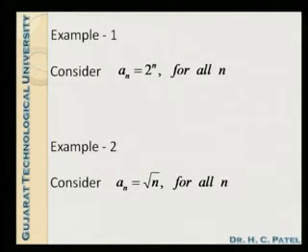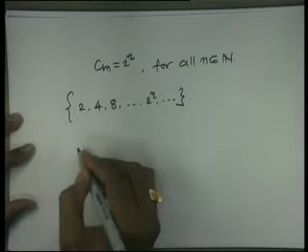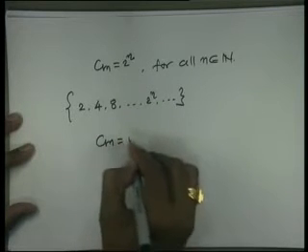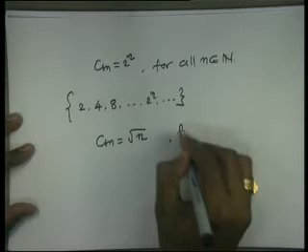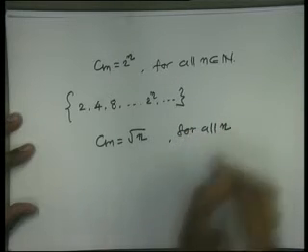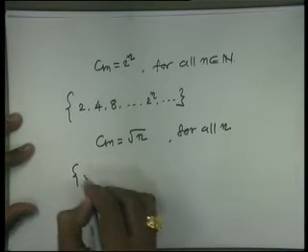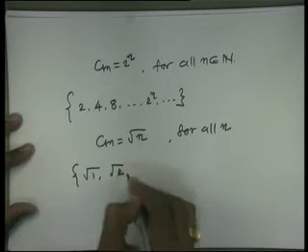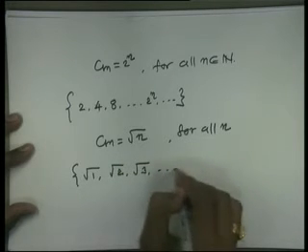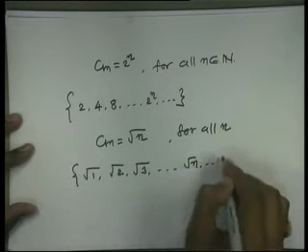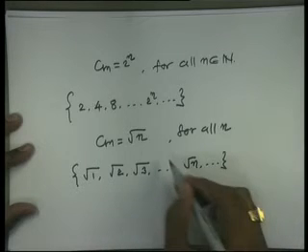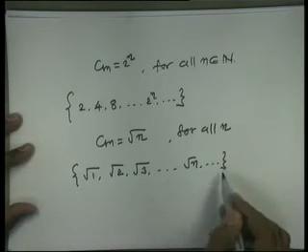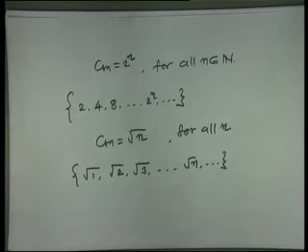In the next example, the nth term of the sequence is root n for all n. So an is equal to square root n for all n. The sequence looks like square root 1, square root 2, square root 3, square root n and so on. So in the second example the sequence looks like this. Slide please.